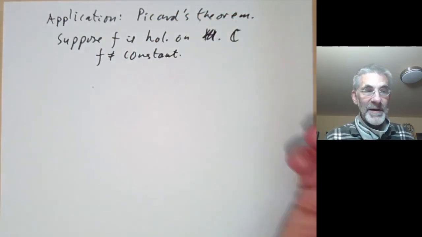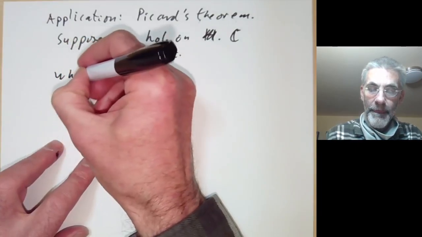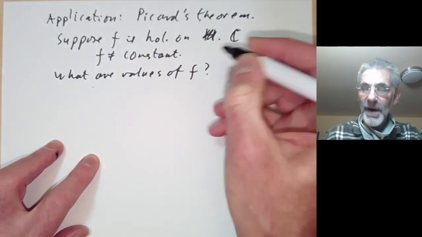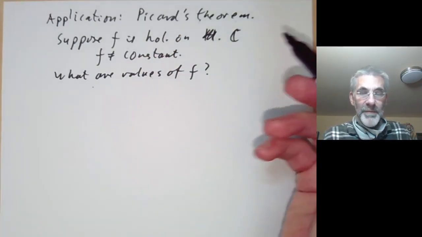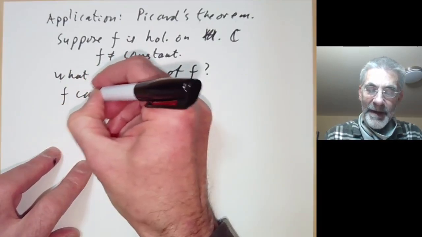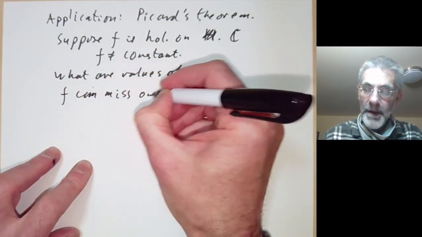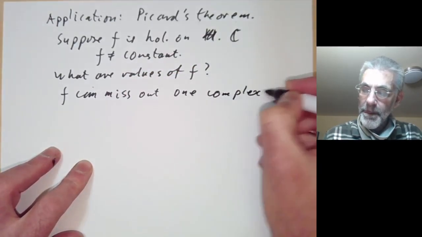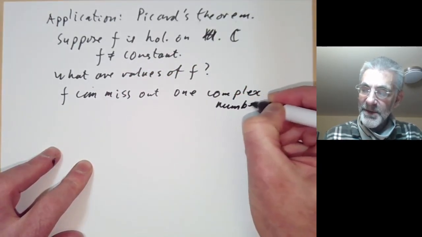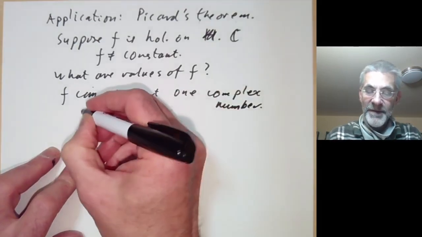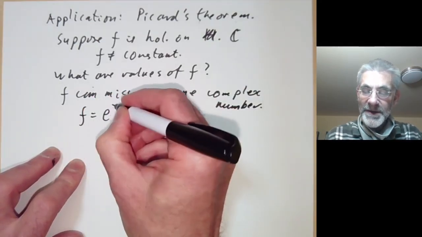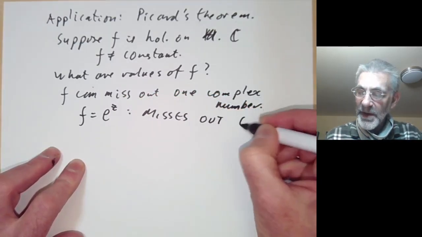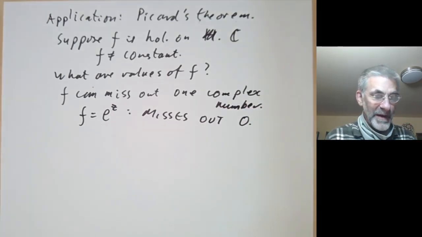And we can ask, what values does f take? So what are the values of f? Well, it might take all complex numbers, but it might miss out some. So f can miss out one complex number. In other words, there may be one complex number not equal to f. For instance, if we take f equals e to the z, this misses out the value 0, because e to the z can never be 0.